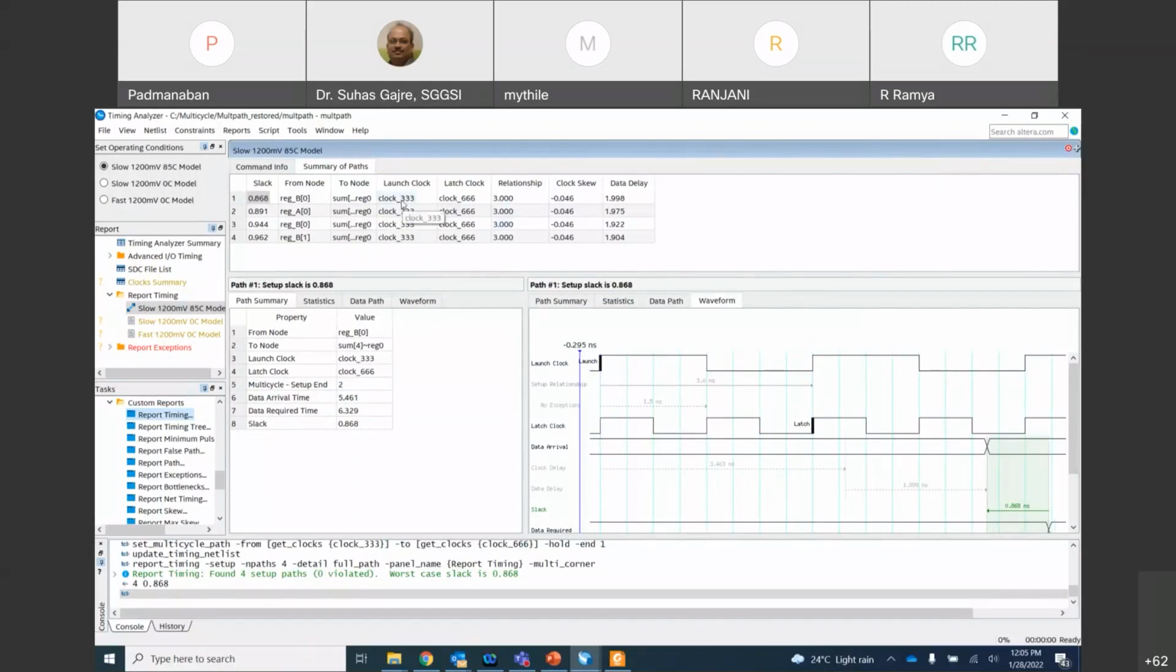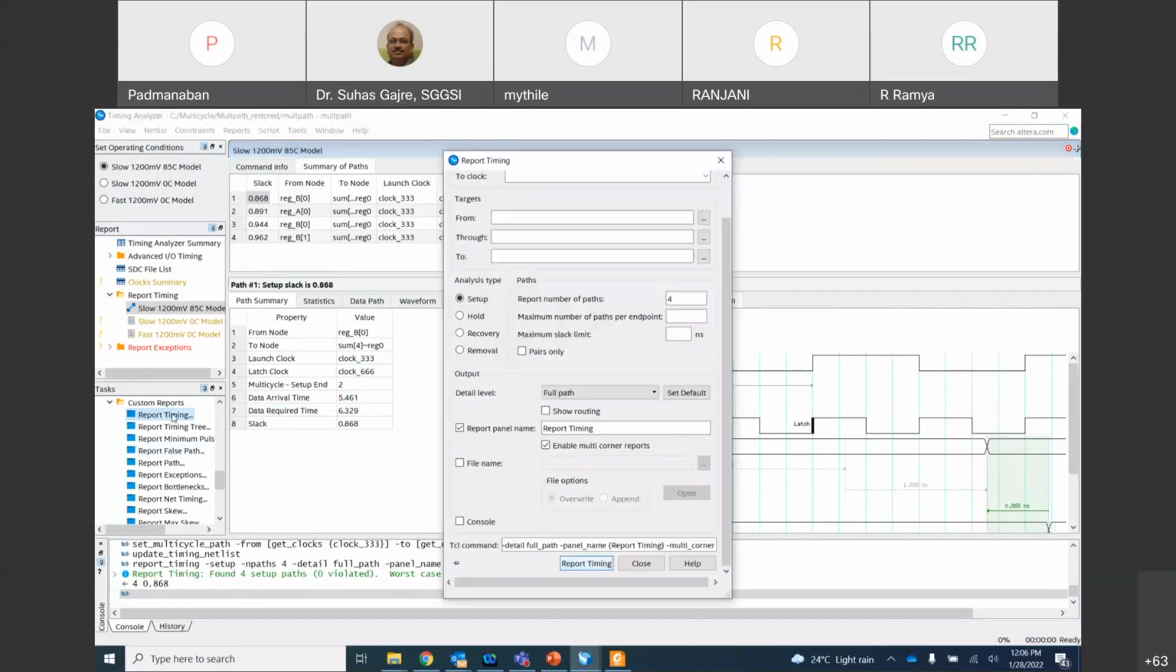So from the clock 333 megahertz to 666 megahertz, we have a relationship of 3 nanoseconds, so it is meeting time. The required time is 6.329 now, and the arrival time is 5.467, so the design is meeting time. And the same could also be done for the hold analysis.